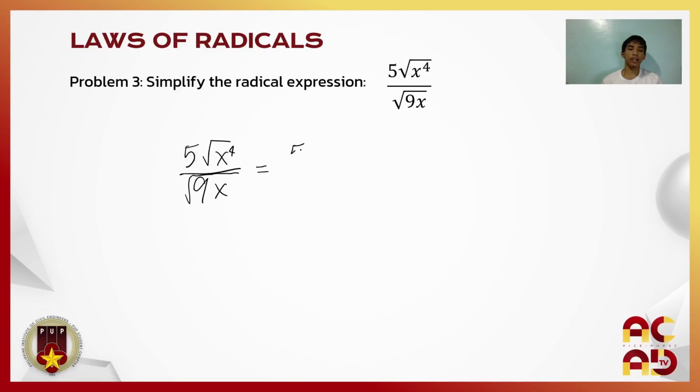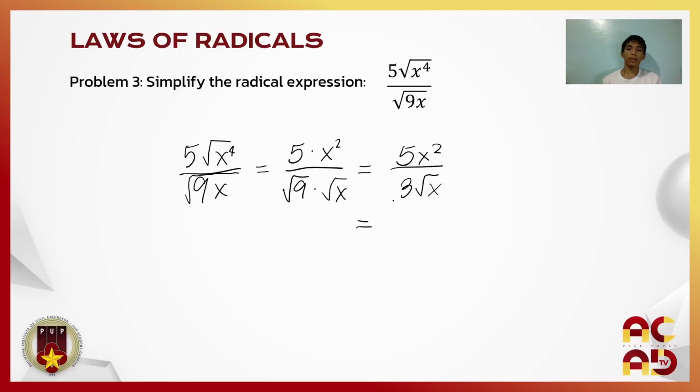Kapag ganyan, just copy 5 and then what is the square root of x raised to 4? That is x squared. Kasi nga, mahahati lang yung exponent kapag kinukuha natin yung square root. And then, square root of 9 times the square root of x. Then, simplify natin, magiging 5x squared all over, what is the square root of 9? That is 3. Then, copy the square root of x.